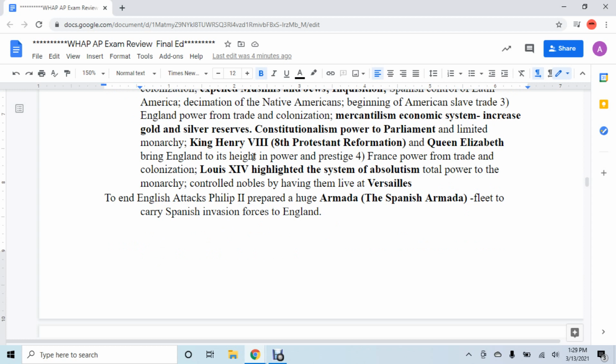Okay, so if you're going to know something, Henry VIII brings Protestant as the major religion of England. Queen Elizabeth basically brings England to become a superpower of her time. She's known as the Queen with red hair. Louis XIV is the one that creates the Palace of Versailles. This is the epitome of absolute monarchs because this is where he forces all his nobles to live, and therefore the power is centralized under his domain because the most powerful people in France are living at his house, Versailles.